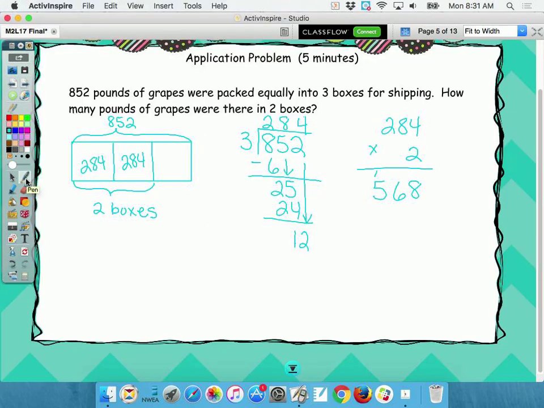Okay, so after dividing and multiplying, the answer to how many pounds of grapes are in 2 boxes is 568 pounds of grapes. Okay, what would you write as your sentence? The total weight. There were 568 pounds of grapes in 2 boxes.